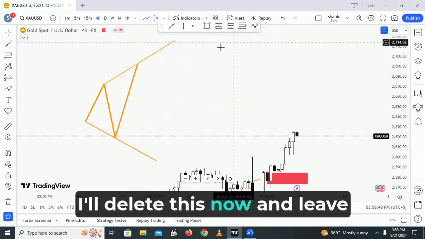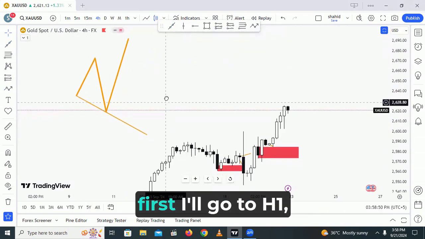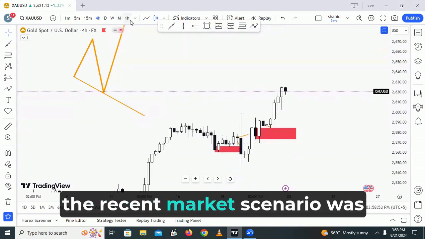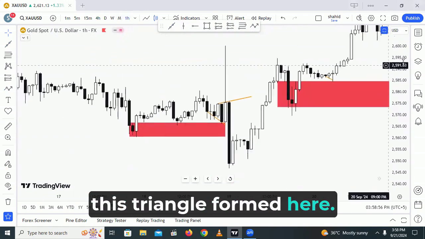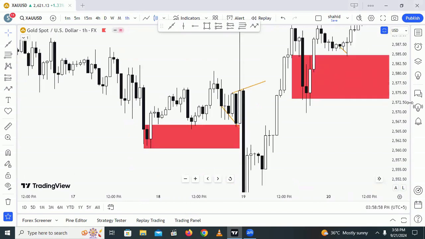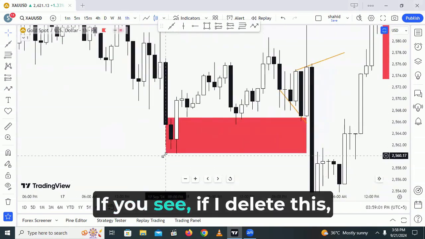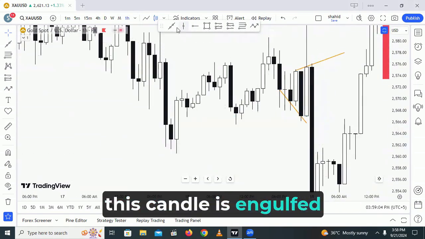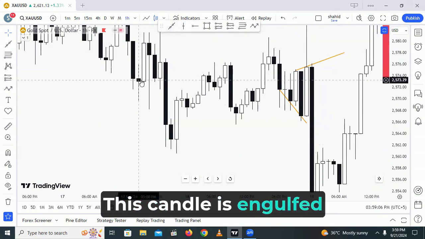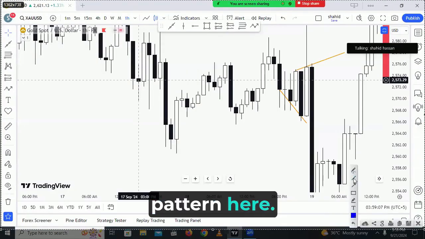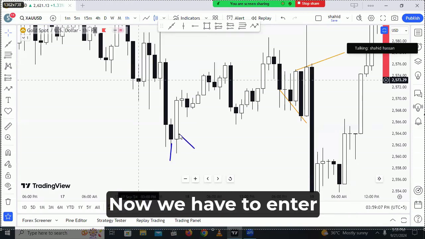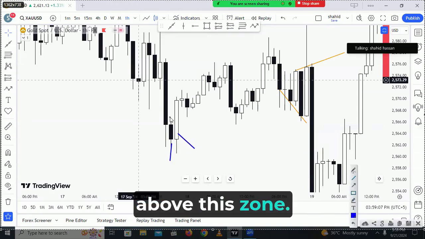I'll delete this now and leave this part. If you look here, first I'll go to H1. The recent market scenario was this triangle formed here. If you see, this candle is engulfed by which candle? This candle is engulfed by this candle. We have an engulfing pattern here. We marked the entire black candle. Now we have to enter above this zone.